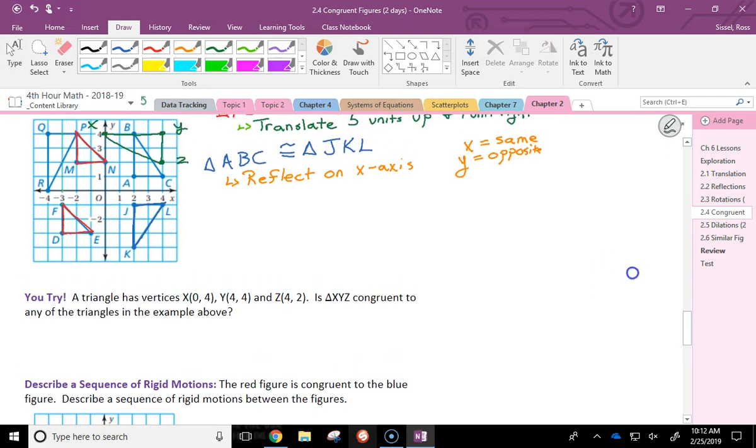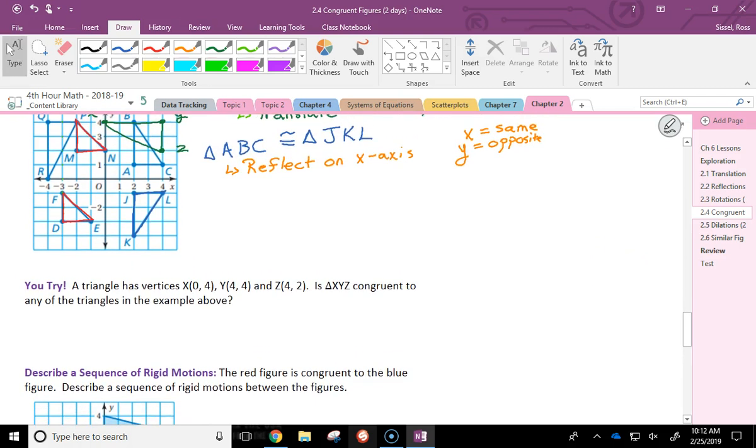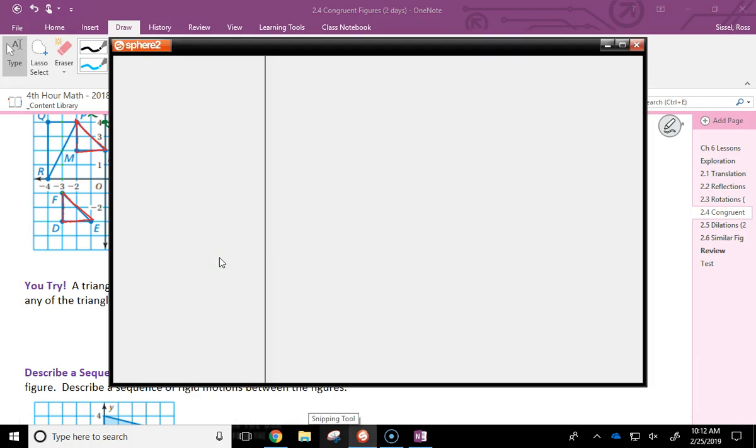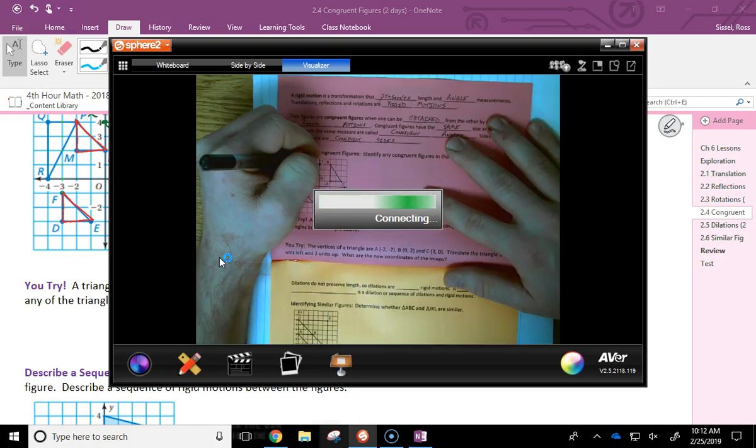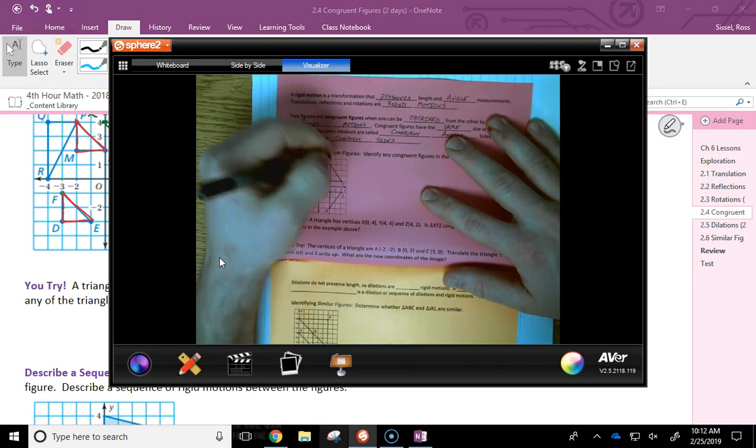Is triangle XYZ congruent? Is XYZ the same size and shape as any other triangle on that plane? Remember, this is why I'm giving you guys transparency paper. You don't have to understand this just by visually looking at it. If I look at this and said 0, 4, 4, 4, and 4, 2.